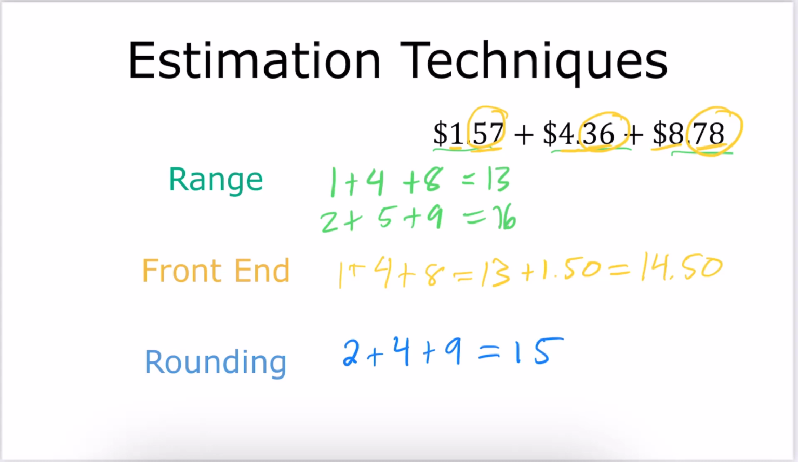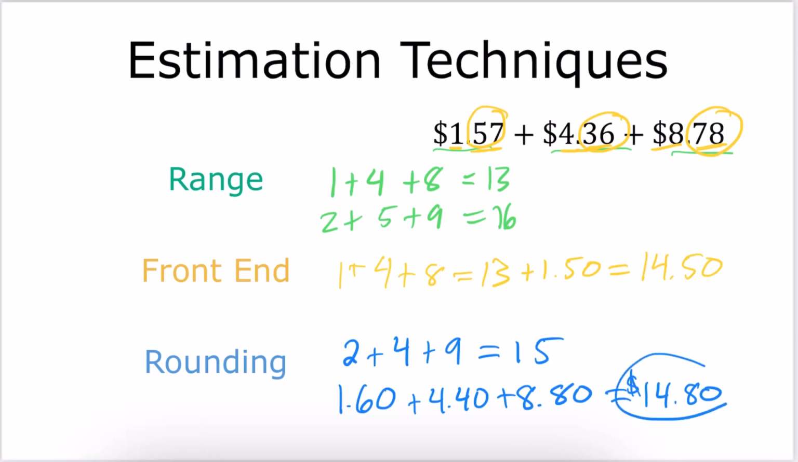You could also, though, round to the nearest tenth, and you could say, well, $1.57 is about $1.60. $4.36 is closest to $4.40. $8.78 is closest to $8.80. And this one's going to give you a more precise answer. And if you do $1.60 plus $4.40, that's going to be $6, because 60 cents plus 40 cents gives you a whole dollar, plus the other whole dollar and the 4 whole dollars would be $6. And then $6 plus $8.80 would be $14.80.